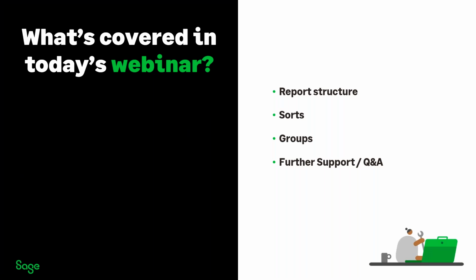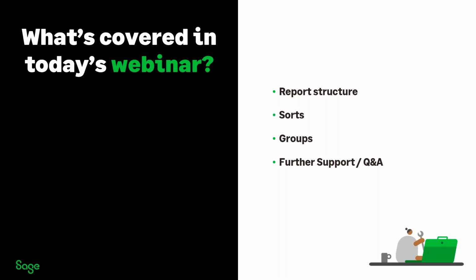So we're going to start with the report structure. We're going to look at really the difference in how some of the standard Sage reports are structured, and it's important that you can identify certain elements on a report before you start thinking about trying to make any amendments.